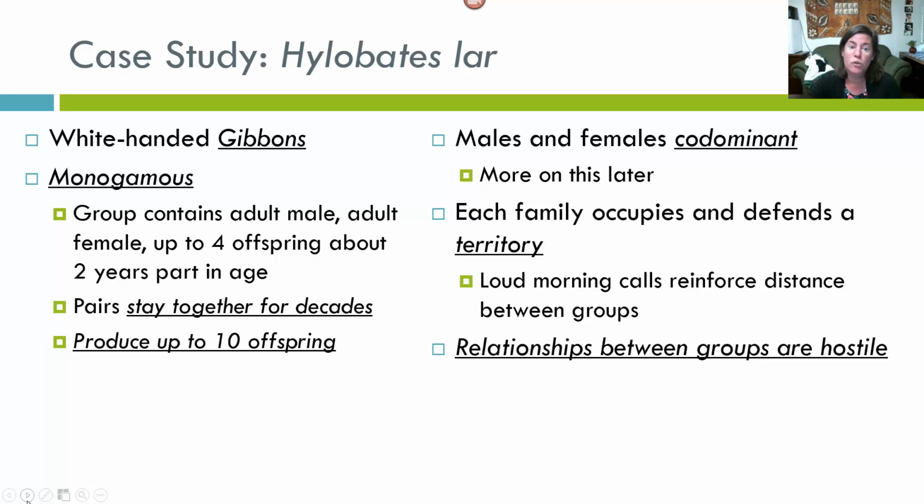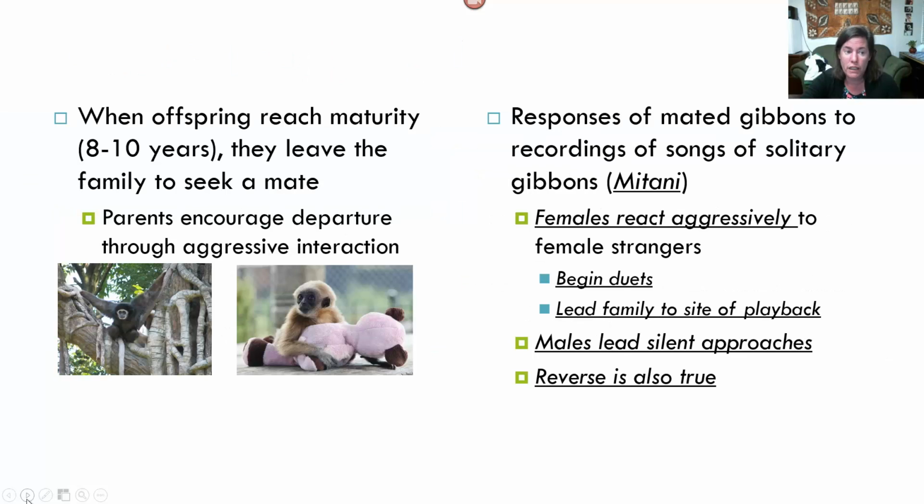The relationships between different groups of these white-handed gibbons are very hostile. So neighboring groups are not friendly with one another. They are very, very hostile. When offspring reach maturity, and this is usually between 8 and 10 years of age, they usually leave their family territory to seek a mate. And their parents generally encourage departure of their offspring through a ton of aggressive interactions, chasing, biting, just not letting their offspring consume food. And so they're very, very aggressive.